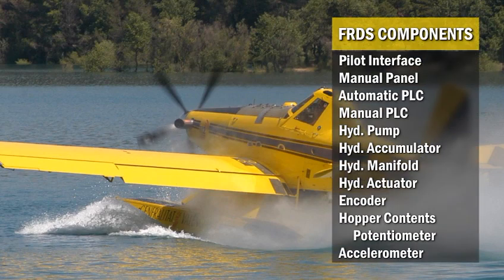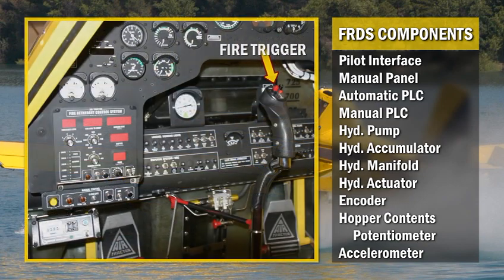Now we're going to look at each of the FRDS's main components to familiarize you with the system. The fire trigger is located on the flight stick. Depressing this trigger will cause the gate box doors to open when the power switch is on, the system is armed, and sufficient hydraulic pressure is present in the system.